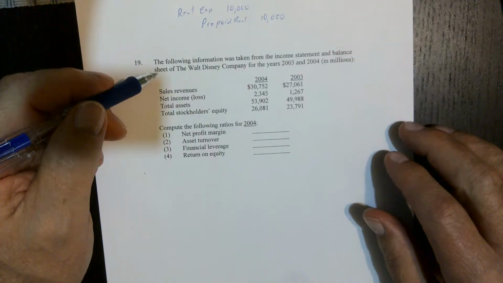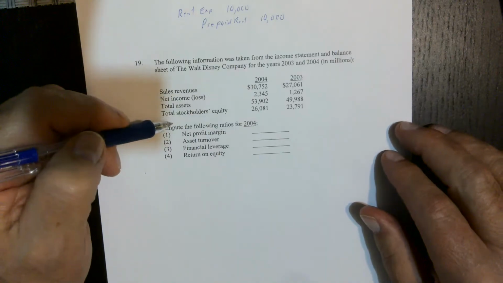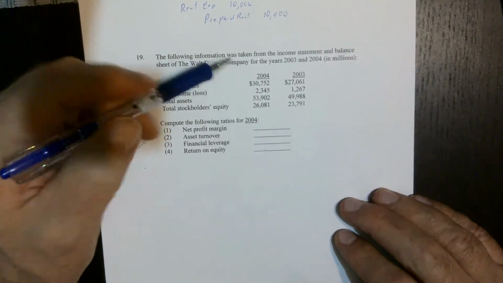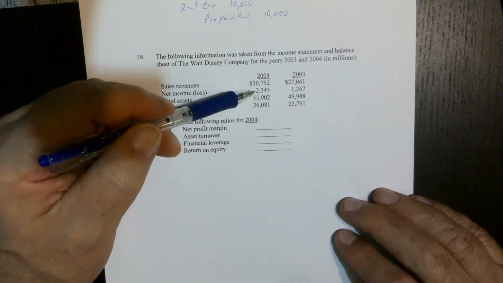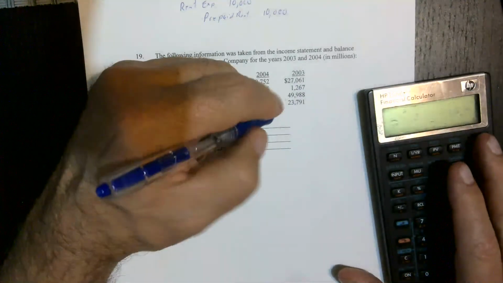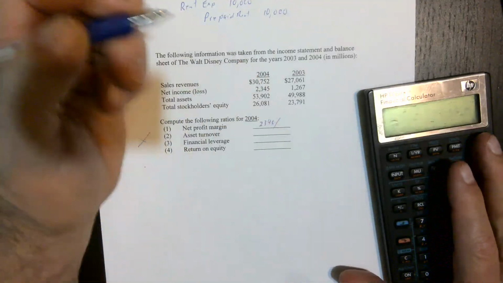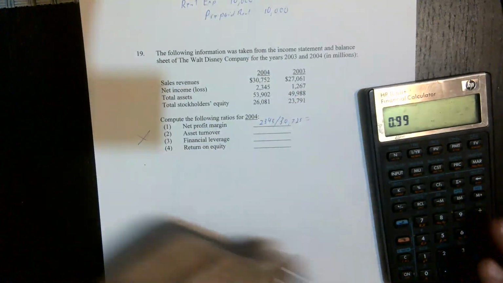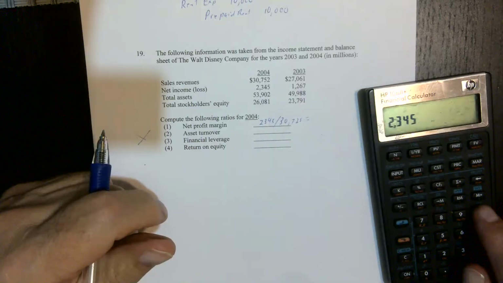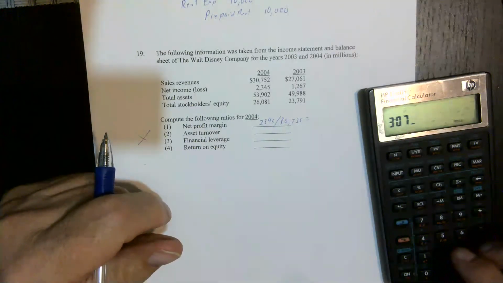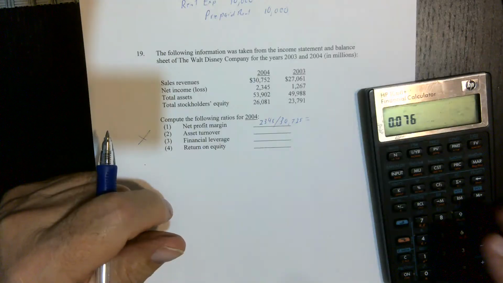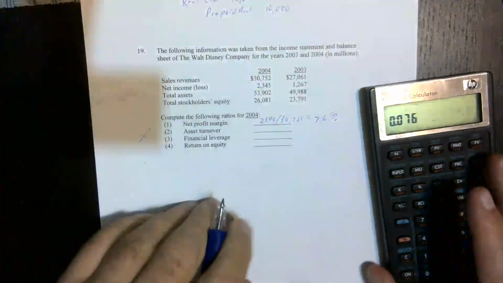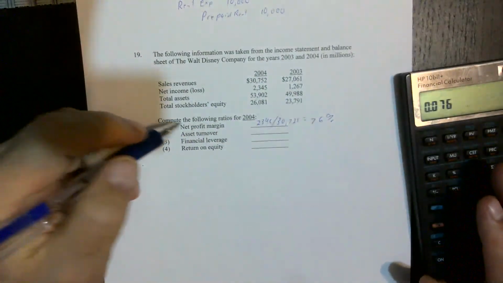And so we have various things here. Compute the following ratios. Again, you won't see this, but I'll go ahead and do it. For 2004, so the net income is $2,345 divided by 30,725 equals the gross profit margin would be 7.6%, 0.07, and your calculator is 7%.